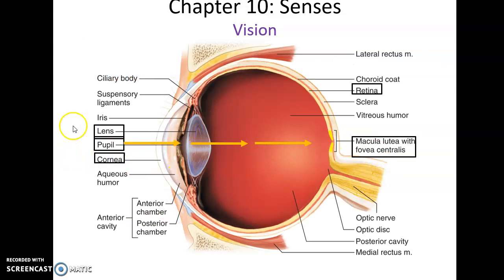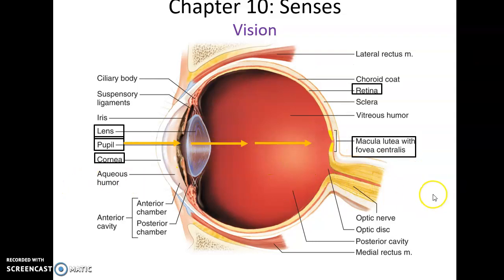So again, light arrives. It passes through the cornea, through the anterior chamber, through the pupil, and then through the lens, and then from there it travels through the vitreous humor and hits the retina. So again, light travels first through the cornea, then the pupil, then the lens, then the vitreous humor, and then finally hits the retina where the photoreceptors are.